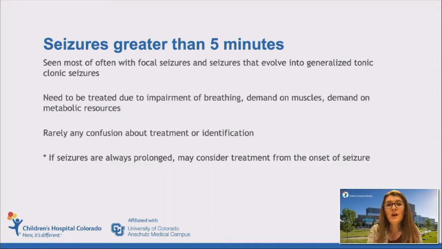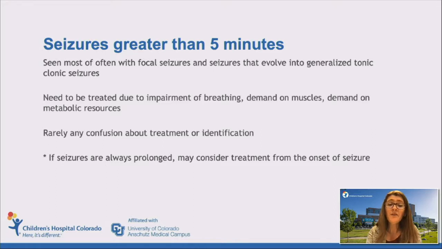Practically speaking, for our patients with Dravet syndrome, I usually divide seizures into two different types. First, seizures that are greater than 5 minutes. We see these most often with focal seizures and other seizures that evolve into generalized tonic-clonic seizures, or generalized tonic-clonic seizures from the beginning. These are the seizures that we need to treat fairly quickly because we'll see impairment of breathing, demand on muscles, and demand on metabolic resources, and the risks that we talked about in the prior slides. Rarely is there any confusion about treatment or identification of these types of seizures. These are the seizures for which we usually give a pretty clear seizure action plan, and this is what we use our rescue medicines for, such as rectal diazepam or intranasal midazolam.